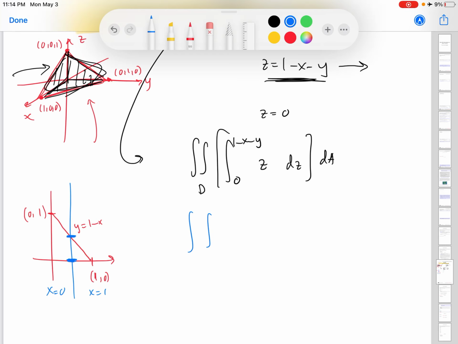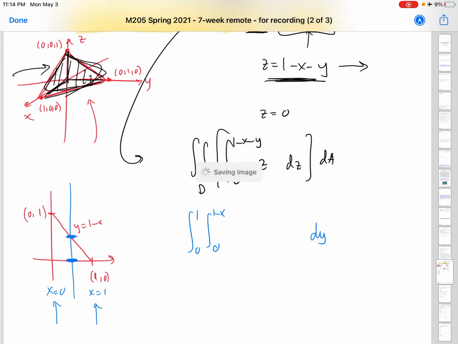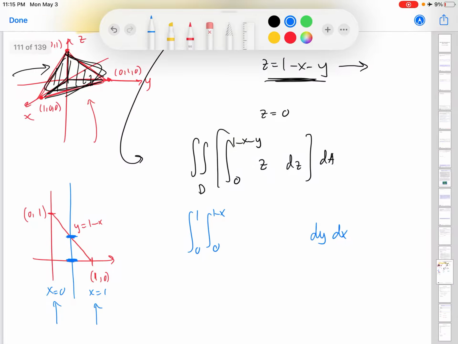For y, I'm going to put in here dy going from y equals 0 to y equals 1 minus x. So I'm just working now on the d version, the d portion of this integral. And then my x bounds I got here from x equals 0 to 1. That's my dx.